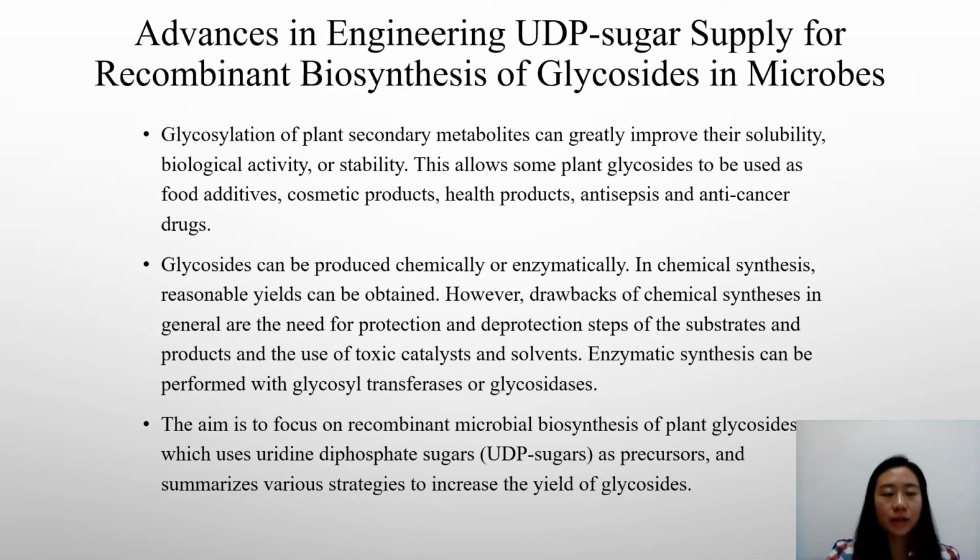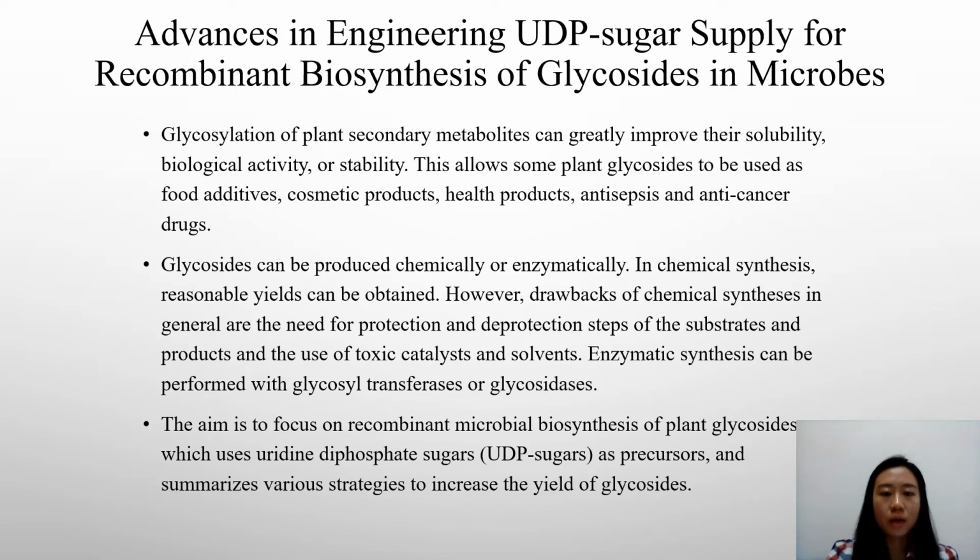An example of industrial application is advances in engineering UDP sugar supply for recombinant biosynthesis of glycosides in microbes. Glycosylation of plant secondary metabolites can greatly improve their solubility, biological activity, or stability. This allows some plant glycosides to be used as food additives, cosmetic products, health products, antiseptics, and anti-cancer drugs.